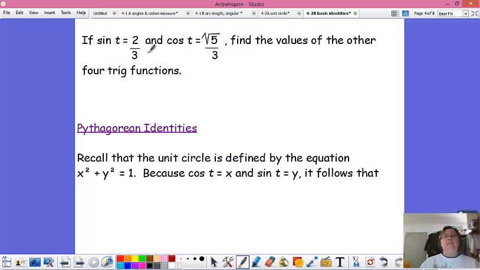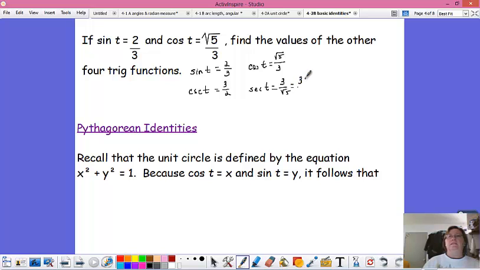We've got an angle t whose sine and cosine we know, and we're to find the values of the other four functions. I am a creature of habit, and I have to write them all. So the sine of t was given to us as 2/3. That means that the cosecant, which is the reciprocal function, would be 3 over 2. The cosine in this angle is root 5 over 3. The secant of that same angle will be 3 over root 5, and we know where this is going. That simplifies to 3 root 5 over 5.